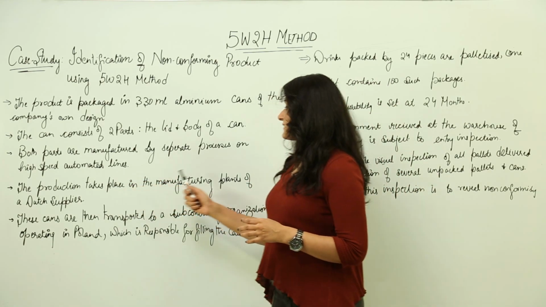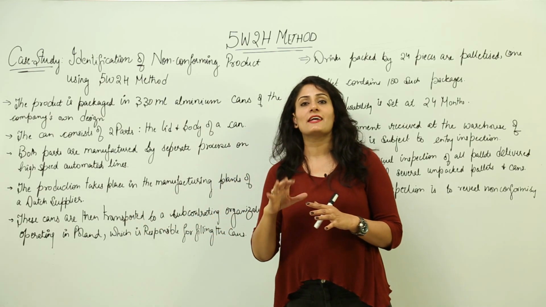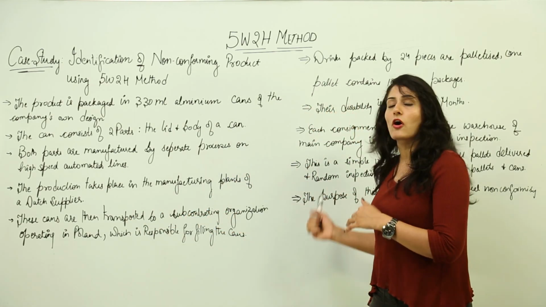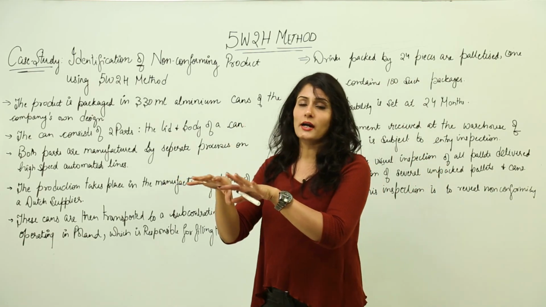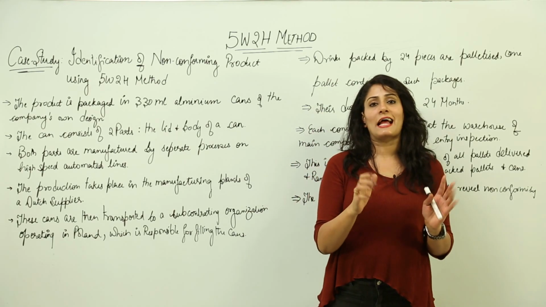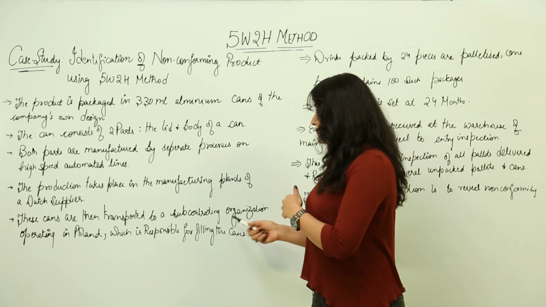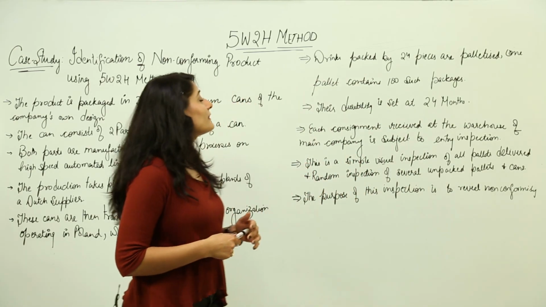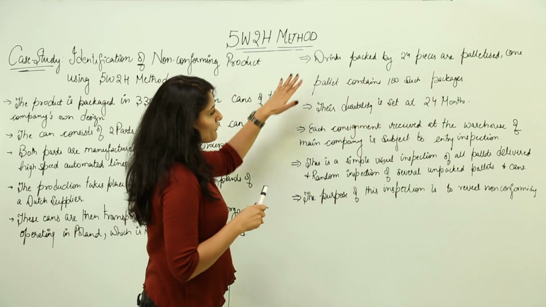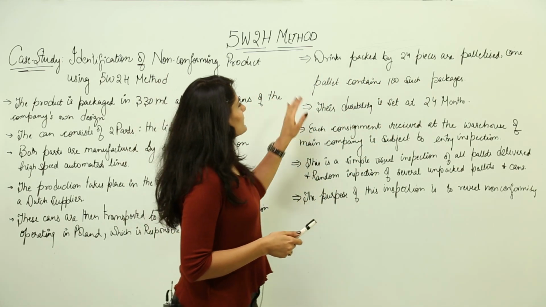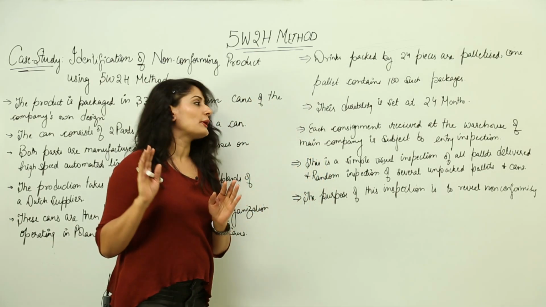The production takes place in a manufacturing plant of a Dutch supplier, and these manufactured cans are then transported to a subcontracting organization, that means for the filling purposes, right. So the company in Slovakia has hired another party for making those cans, and for filling the cans they have hired another party in Poland, which is responsible for filling these cans, right. And then these drinks are packaged by 24 pieces, palletized, and one pallet contains 100 such packages. Their durability is set to 24 months.